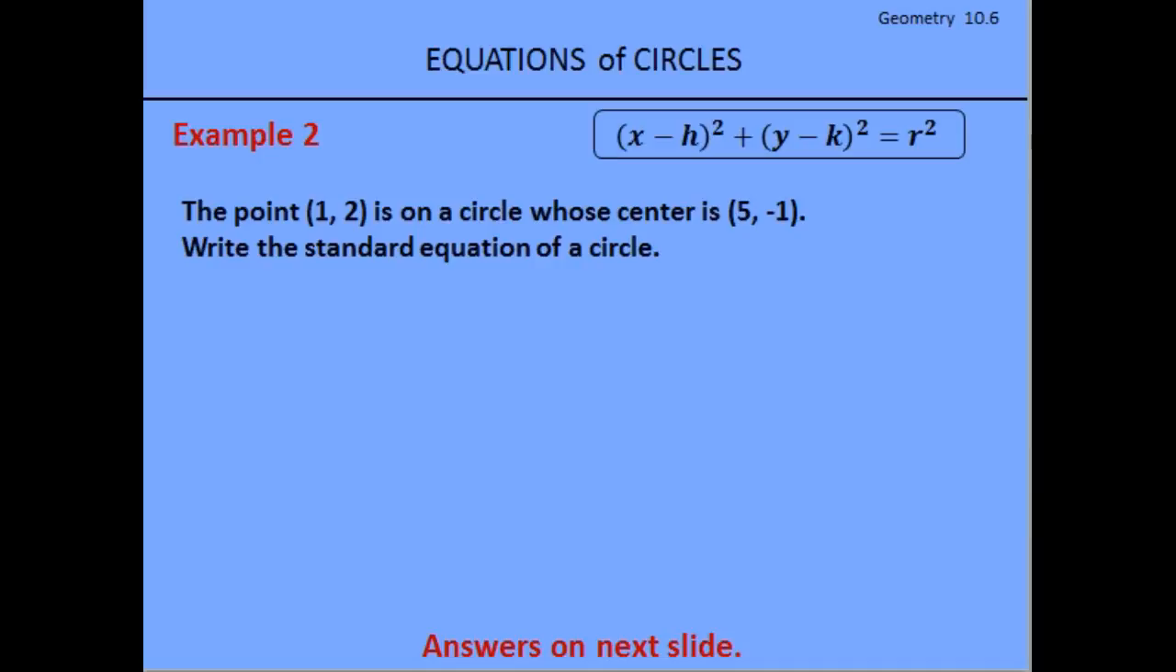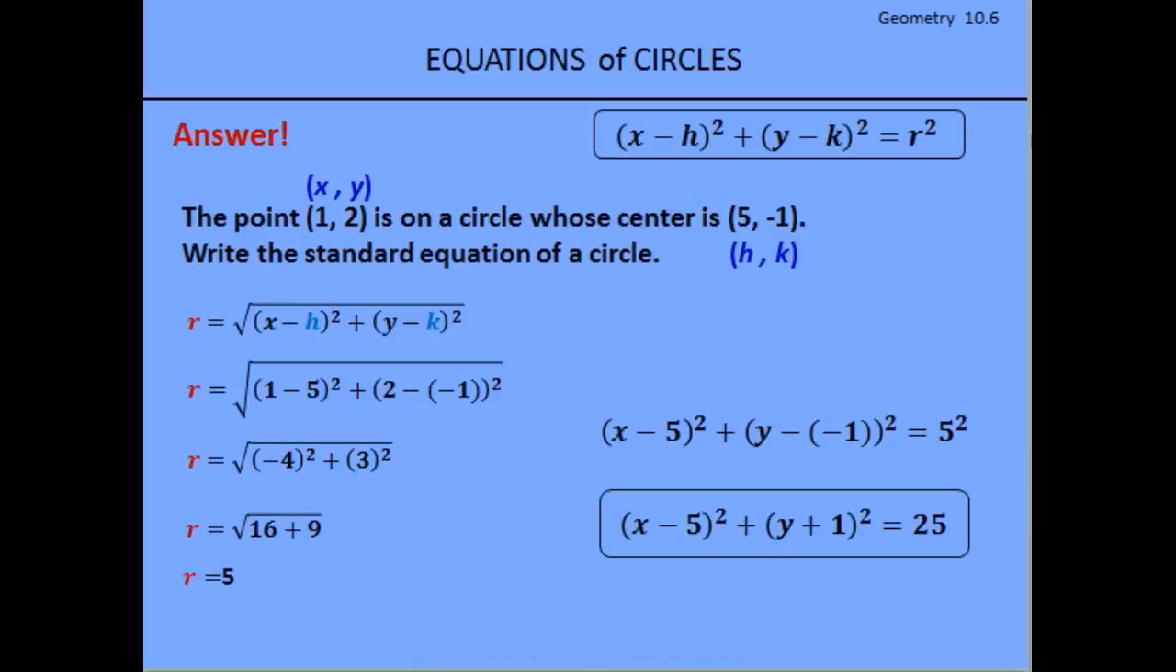Okay, ready for the answer? Here we go. This point, 1, 2, is on the circle, and the center here, h and k, is 5, -1. So all we have to do is take our distance formula and plug that in. Here's our x, which is 1. Here's our h, which is -5, or 5, and we subtract it.